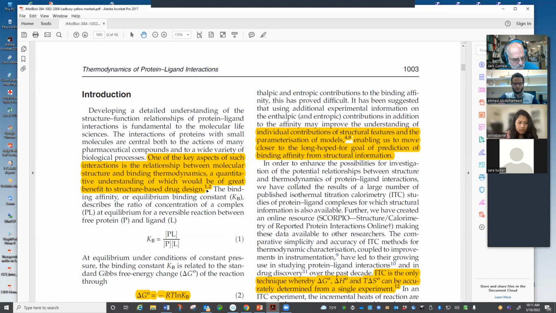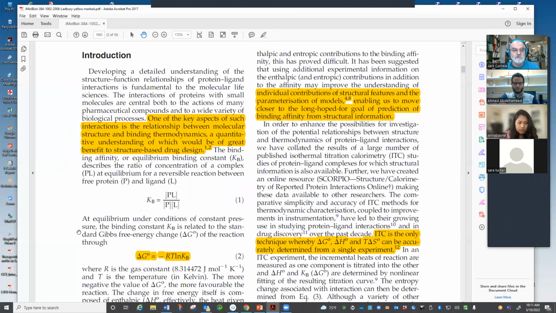I think we do the paper by Brad Chairs on intercalation and groove binding drugs, DNA binding drugs. These topics will be revisited.